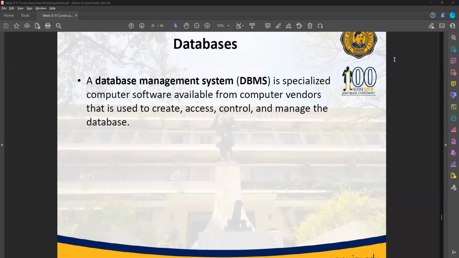We have different databases. We have relational databases, NoSQL databases, but we would not discuss these accordingly. I'm just telling it to you randomly. We have OOP databases and of course the hierarchical databases.